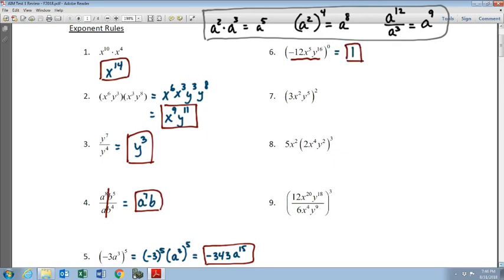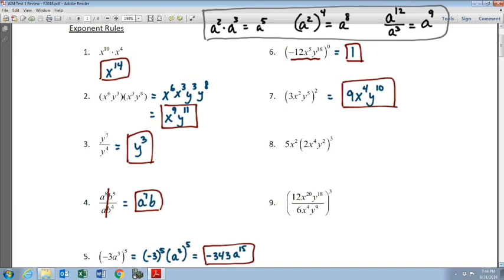On number 7, again, we're going to use that expanded power rule, so it'll be 3 squared, which is 9. X squared squared, so again, that's a power to a power, so we're going to multiply the exponents. We'll get x to the 4th. And y to the 5th raised to the 2nd power, again, that's a power to a power. And 2 times 5 would be 10, so we get y to the 10th.